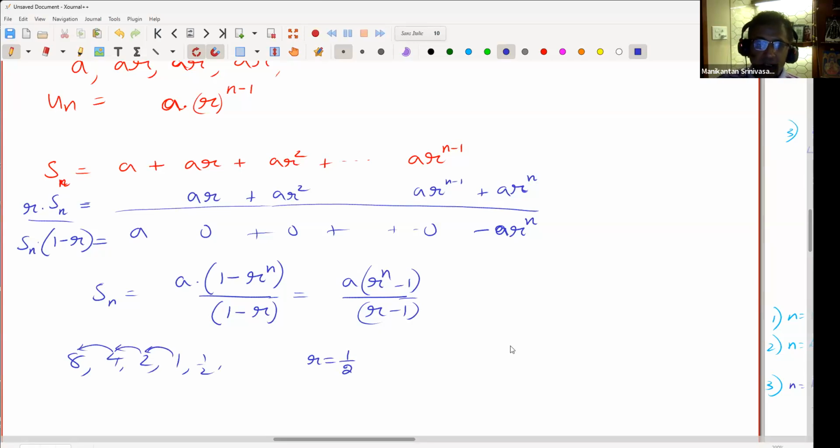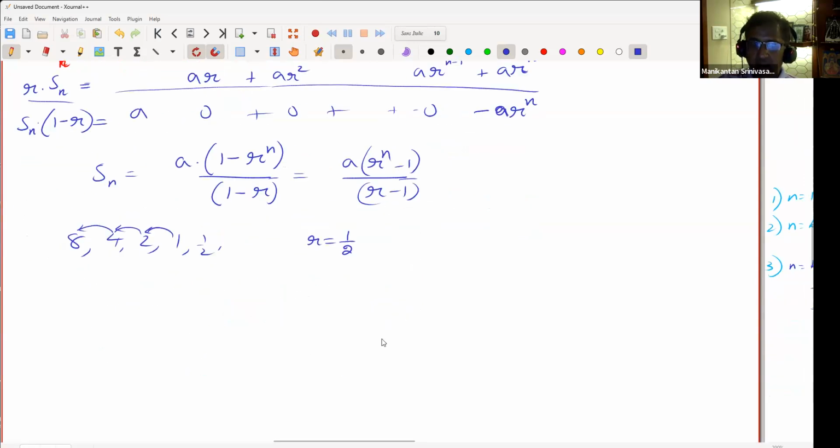Okay. Now, for geometric progression where the common ratio is less than 1, just 1 second. Let me switch on the light here. It's very dark here. 1 second.